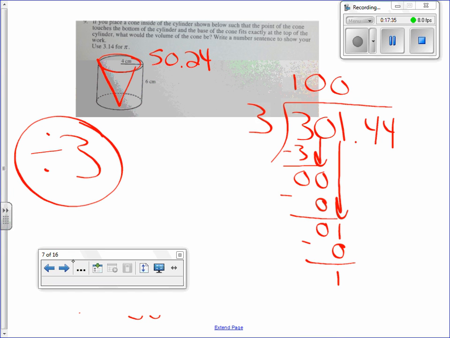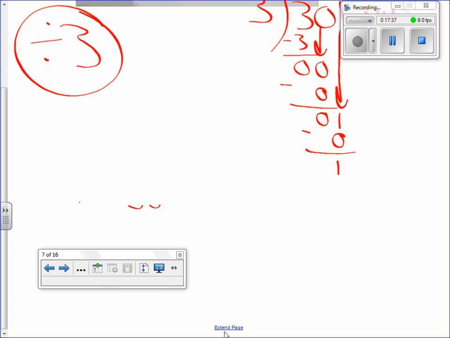I'm running out of space here. So complicated.